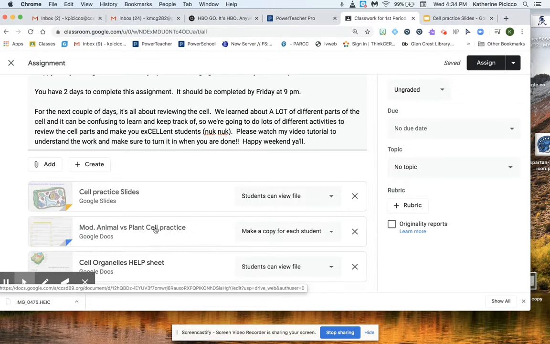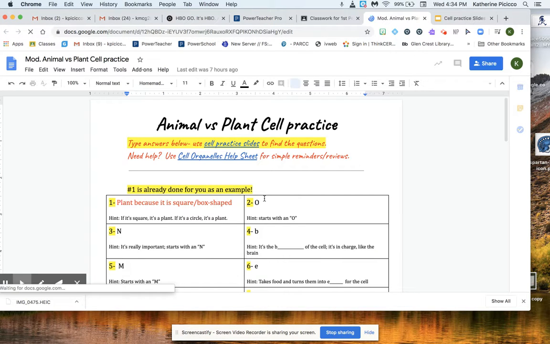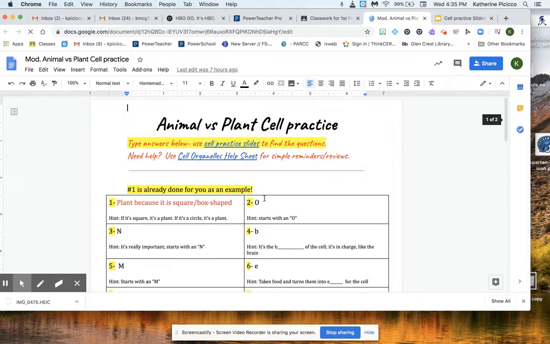Okay, so let me click on that. It's the plant and animal cell practice. It's got a lot of highlighting on it. Okay, and it looks kind of confusing and like a jumble of letters and numbers, but trust me, it's there to help you. Okay, so this is what you're eventually going to turn in.